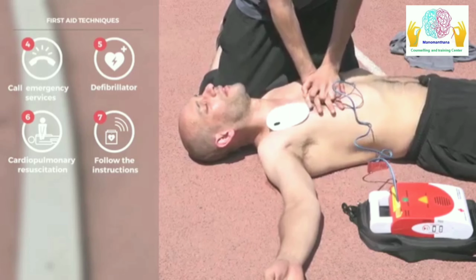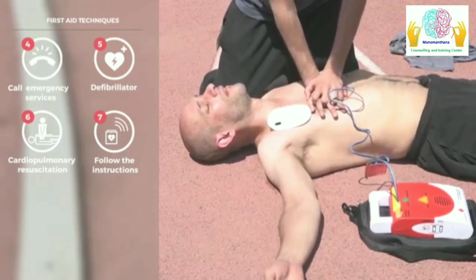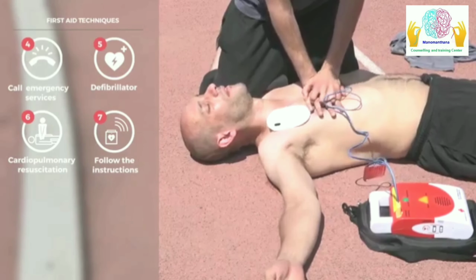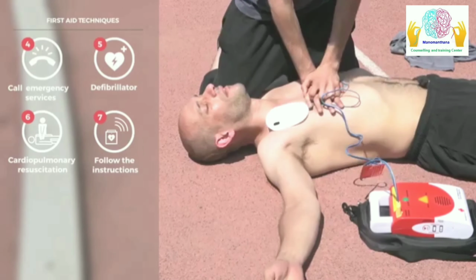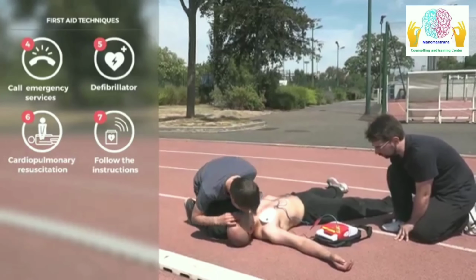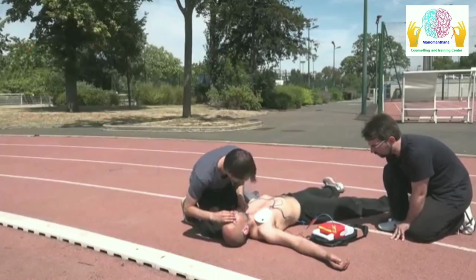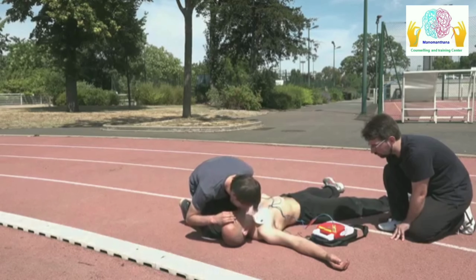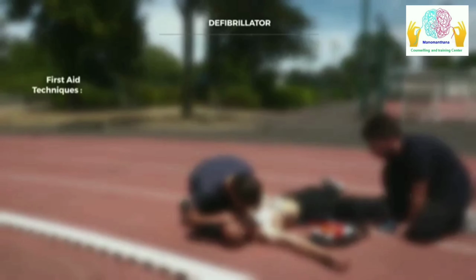This device can even be used on children and infants, normally with a special adapter or using pediatric electrodes. In the absence of these adapters or special electrodes, an adult defibrillator can be used. Place one electrode on the chest and the other on the back at the level of the chest.